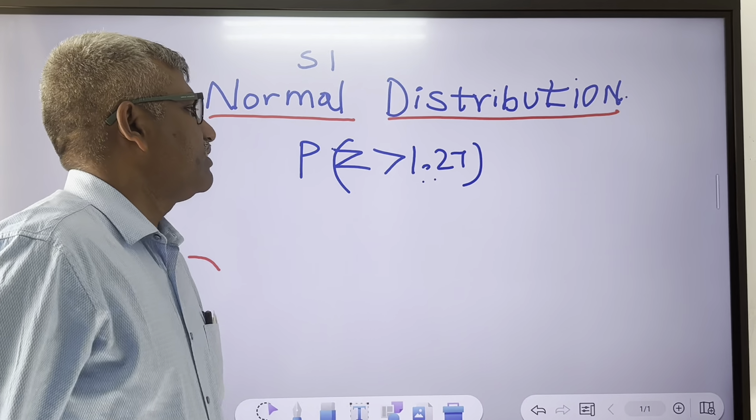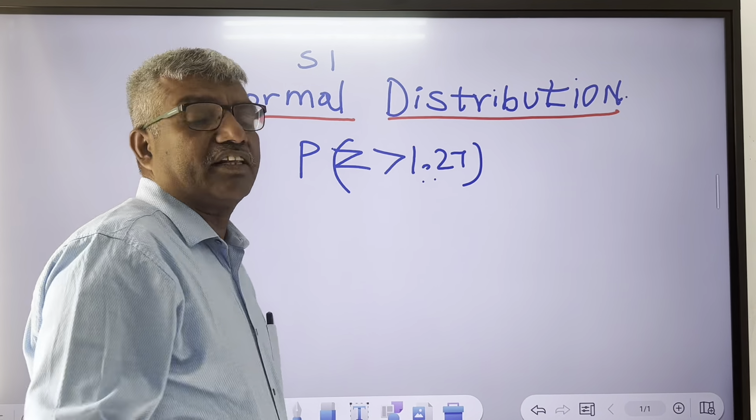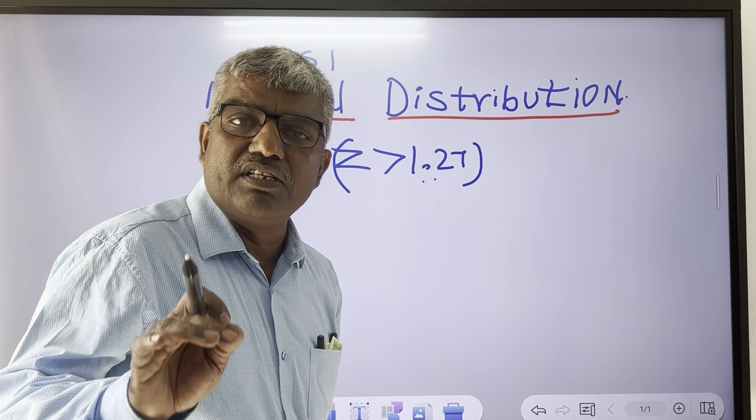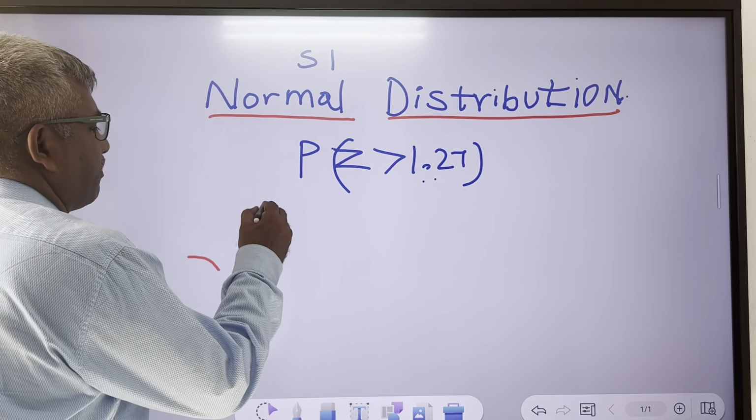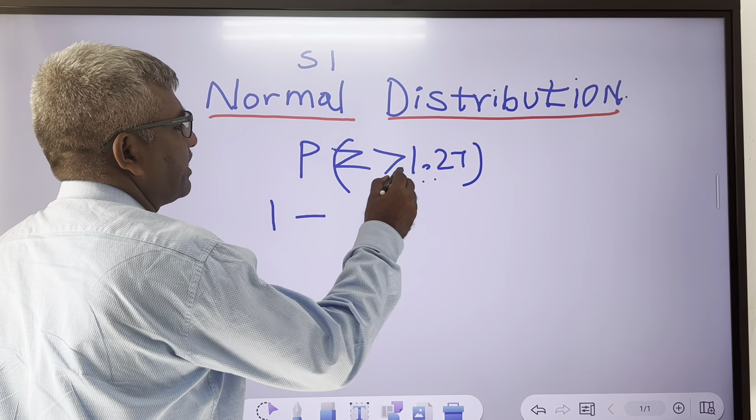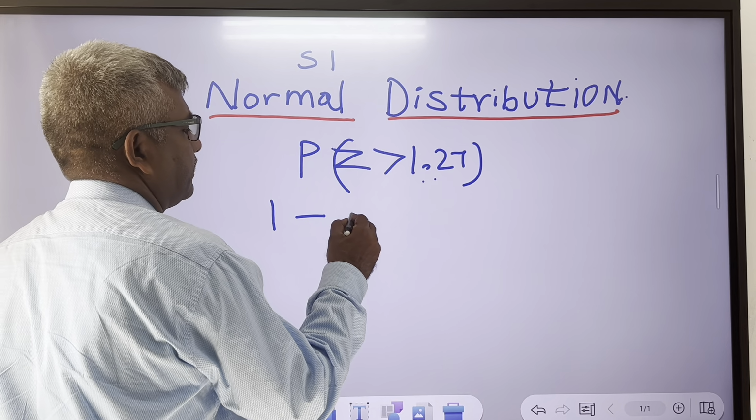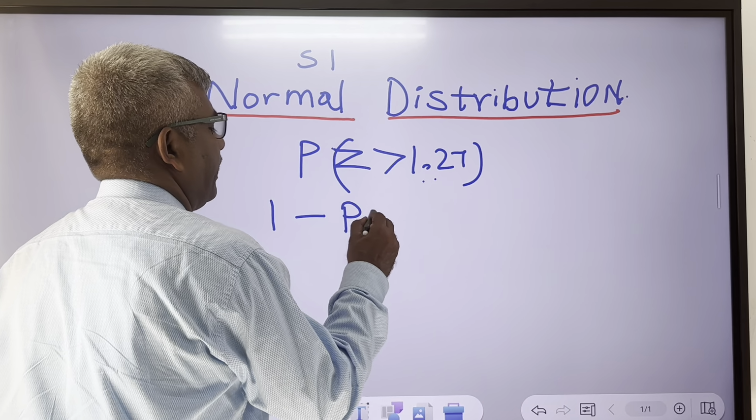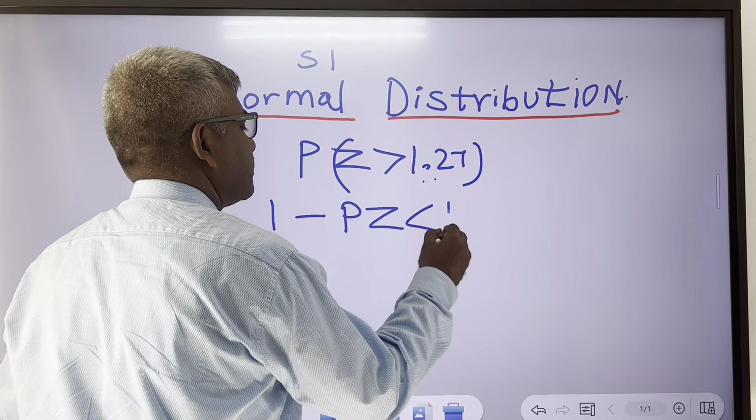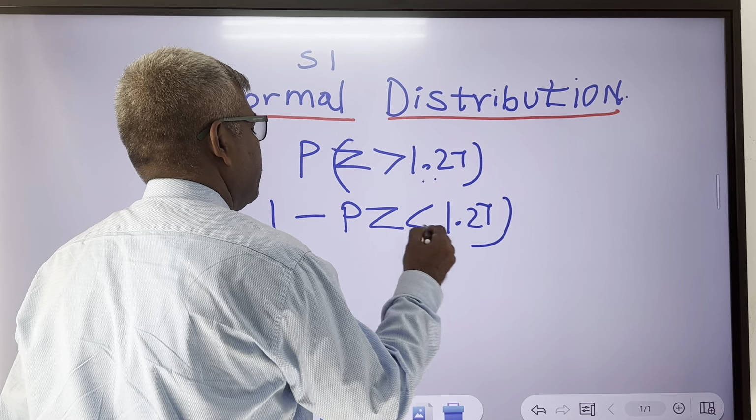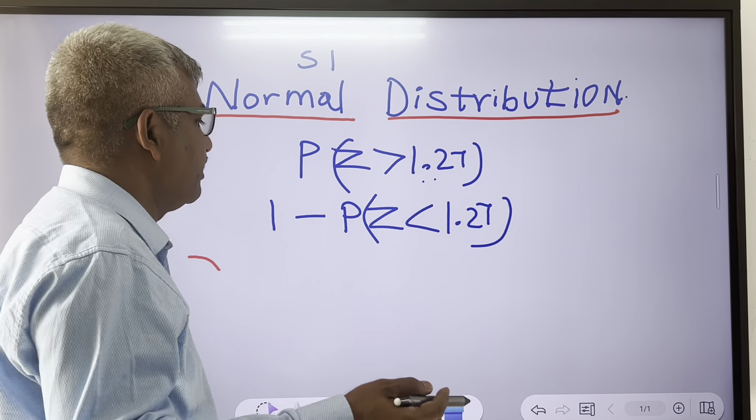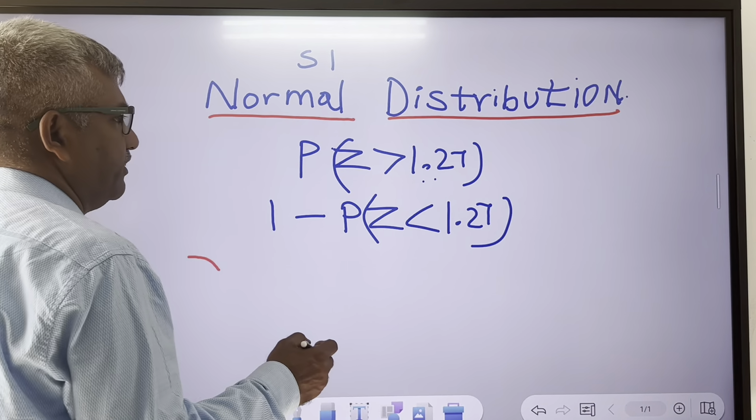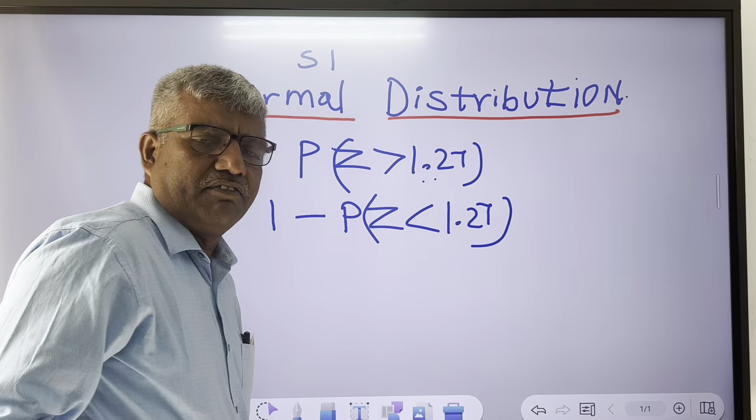But the problem is, it is Z is greater than 1.27. We know Z is less than 1.27. So what to do? There is another formula. If it is greater than 1.27, it means 1 minus the probability of Z less than 1.27. Always remember, if it is anything greater, it is 1 minus. I will explain this after this sum.